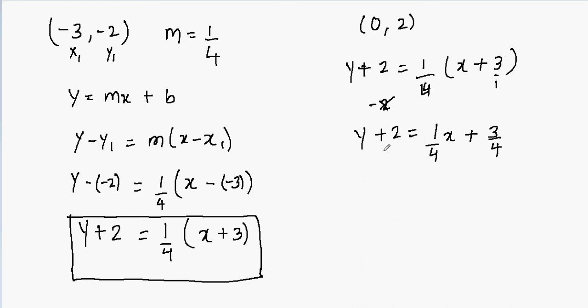Now I want to get rid of positive 2 from the left-hand side because I want y by itself. So I'll subtract 2 on both sides. Subtracting 2 on both sides here, I'm only left with y because positive 2 and negative 2 cancel each other out. On the right-hand side, I have 1 over 4x plus 3 over 4 minus 2. So we can do it here, 3 over 4 minus 2.